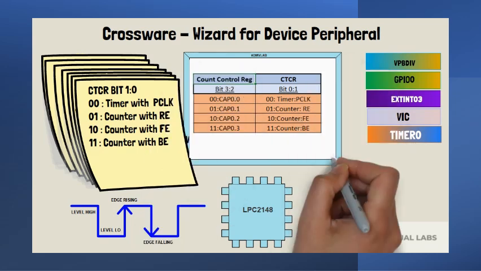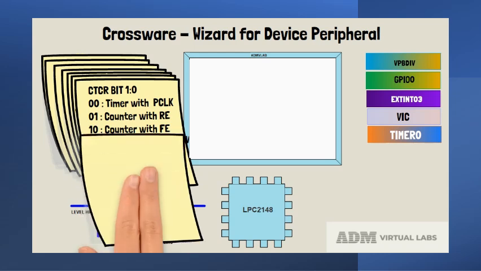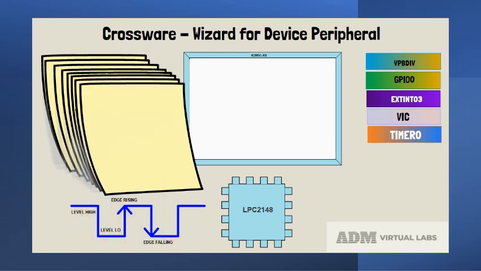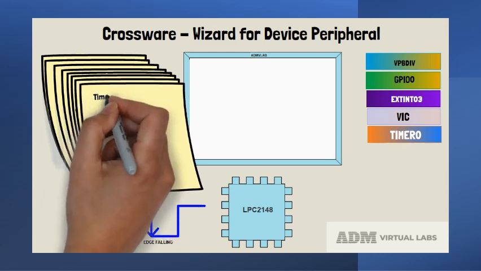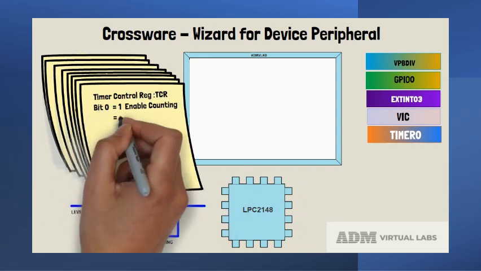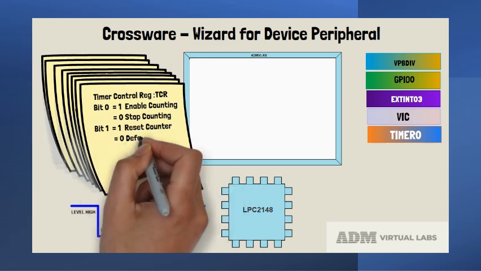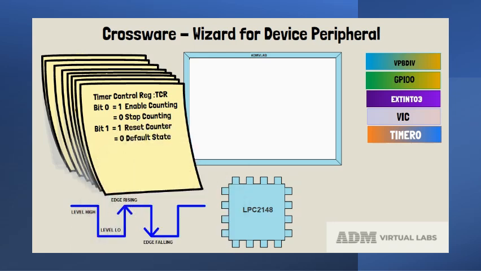We will be configuring the timer counter block as a timer. 2 bits of the timer control register, TCR, control the 32-bit counting operation. If bit 0 of TCR is set, the counting operation is enabled. If bit 1 of TCR is set, the counters are reset to 0 until the bit is cleared.